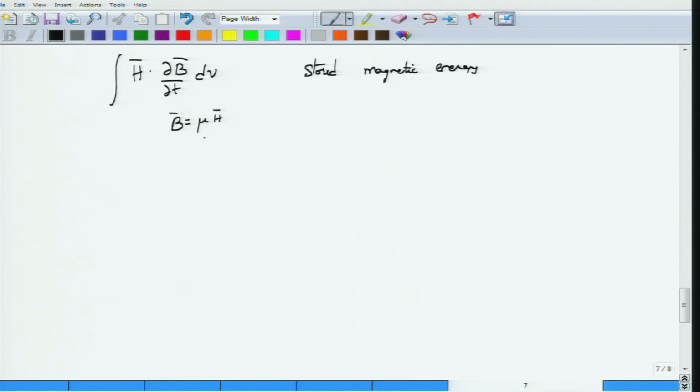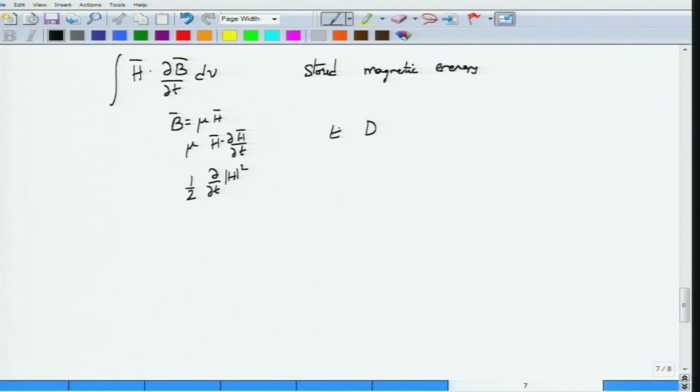So this H dot del B by del T would give you something like H dot mu times del H by del T, right, or you can replace this one by del by del T of half magnitude H squared. So when you do this, you can see that H is the way in which you define the current, and then this mu is related to the inductance. Therefore this is kind of half L i squared, which would be the stored magnetic energy.